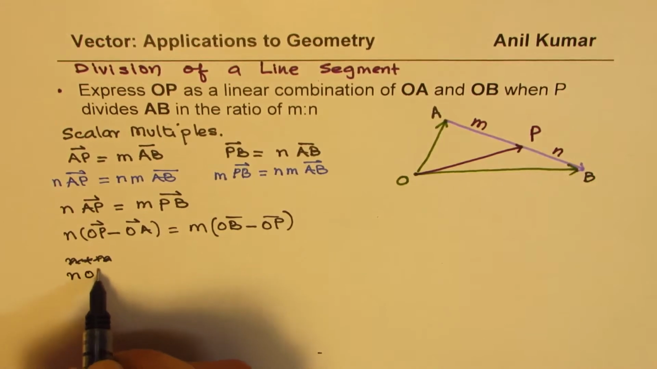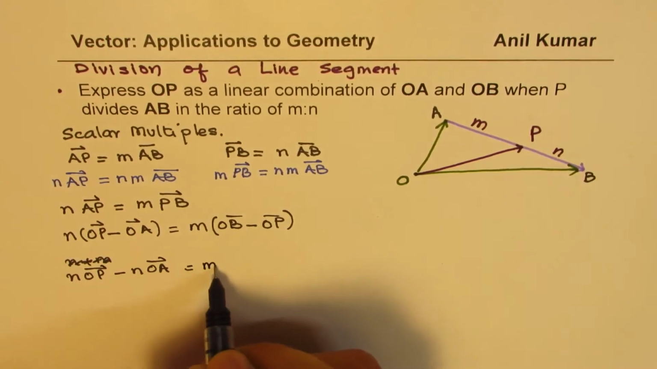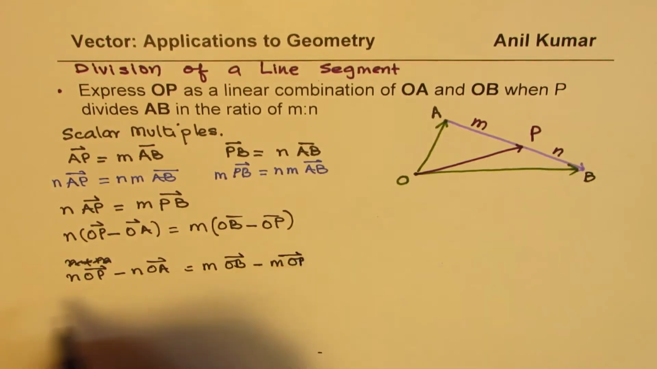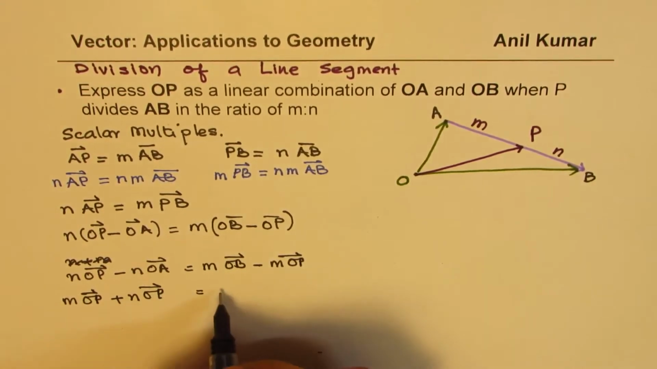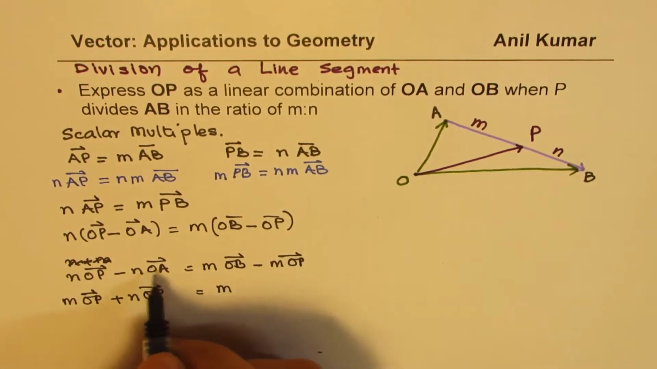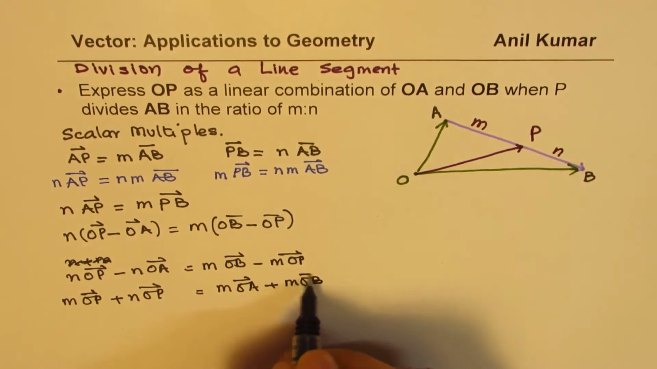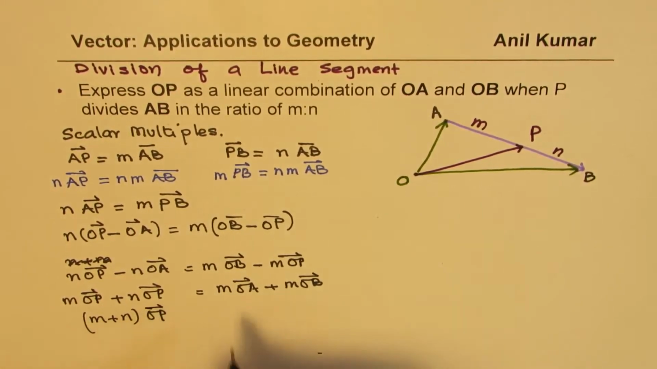Let's open this. n times OP minus n times OA equals m times OB minus m times OP. Right. So bringing it here, we could write this as m times OP plus n times OP is equal to m times OA, bringing this to the right, plus m times OB, right? So OP is common, so we could write m plus n, using the associative property of addition.